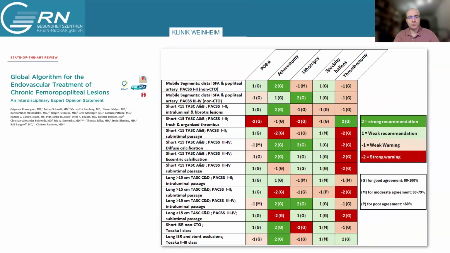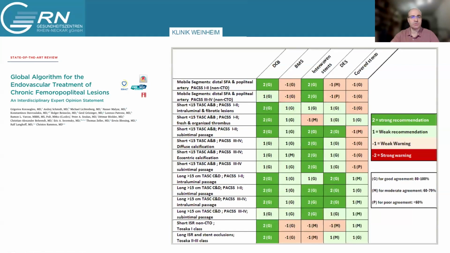Among the lesion preparation tools, you can appreciate that there was very good agreement for the use of atherectomy, especially in calcified lesions that can be passed intraluminally, and also in lesions with organized thrombus for mechanical thrombectomy. There was also good agreement for intravascular lithotripsy, less agreement for POBA and for specialty balloons.